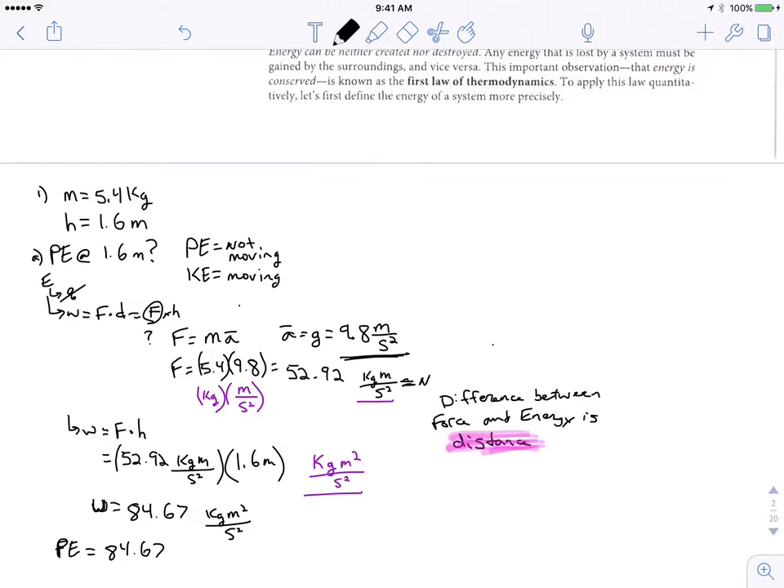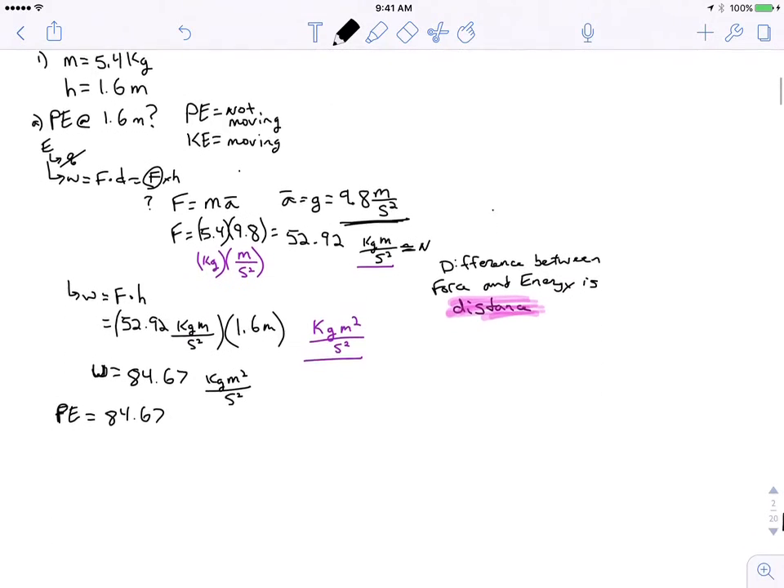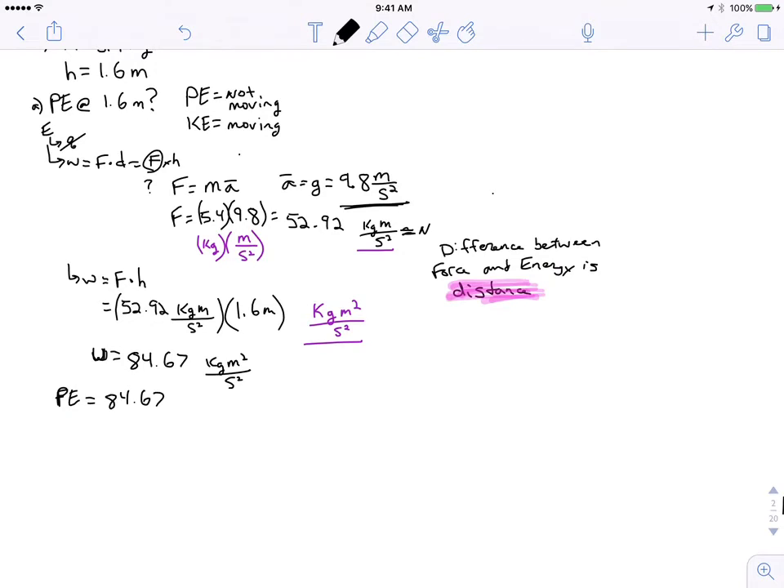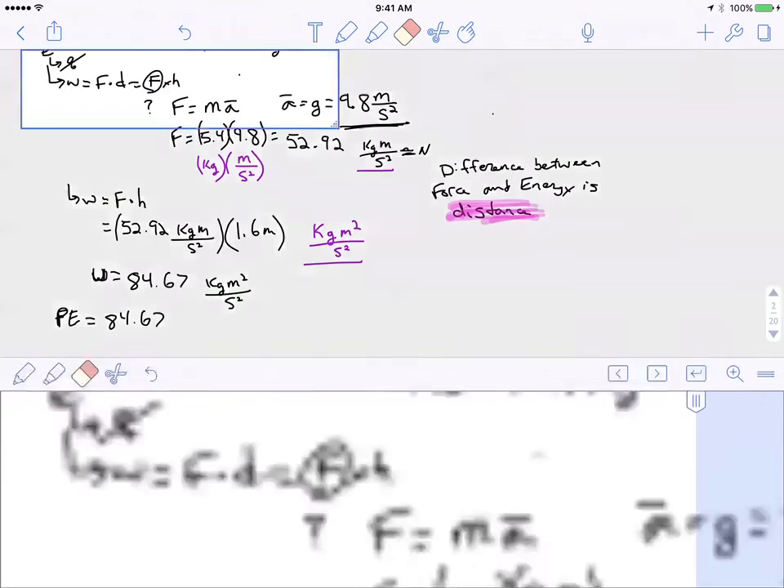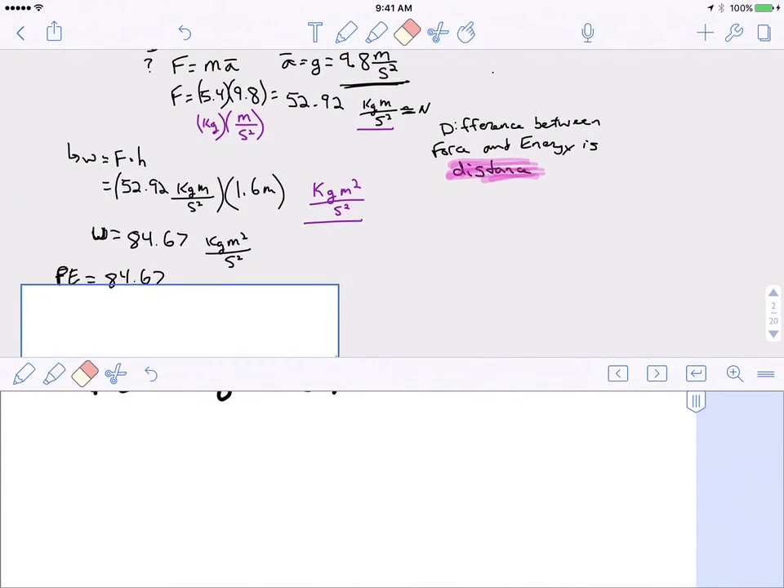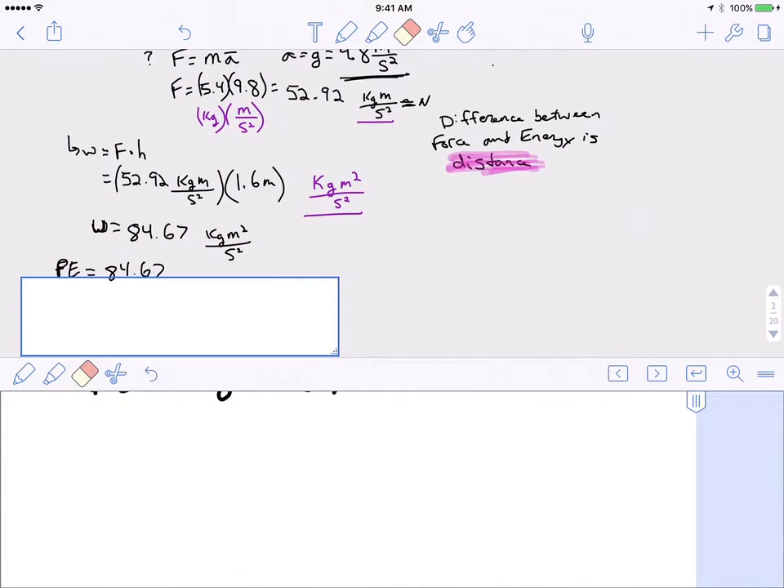So how do we relate work with energy? Well, it's the same thing. The question that we're going to ask here for B is, what is the velocity of the falling object? Well, how do we know how to relate work to energy? How do we relate work or energy to velocity?